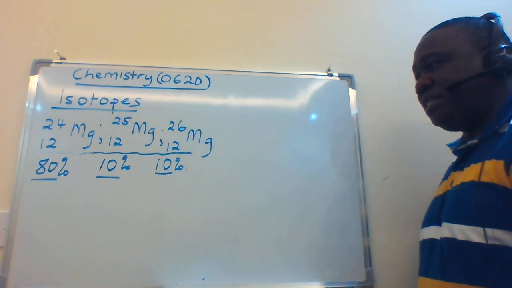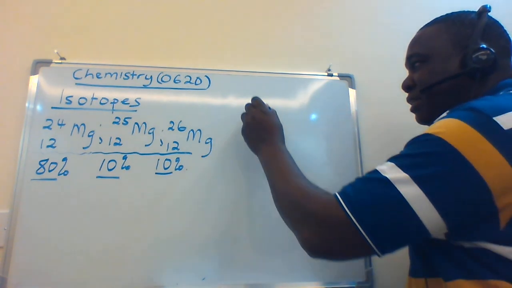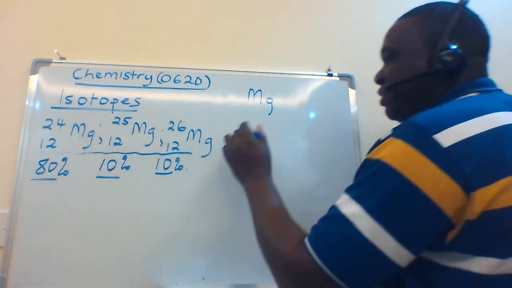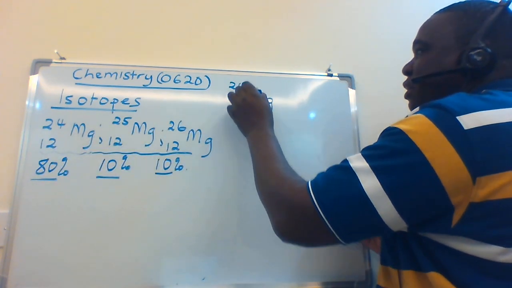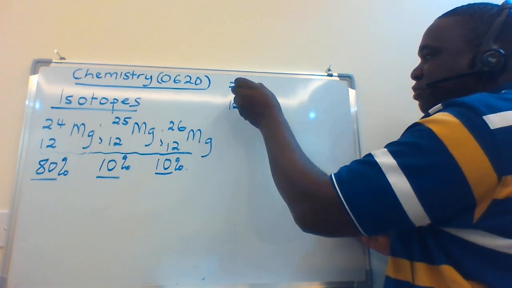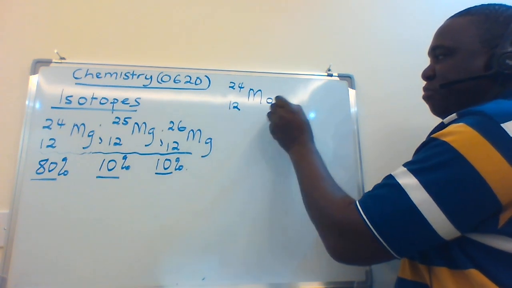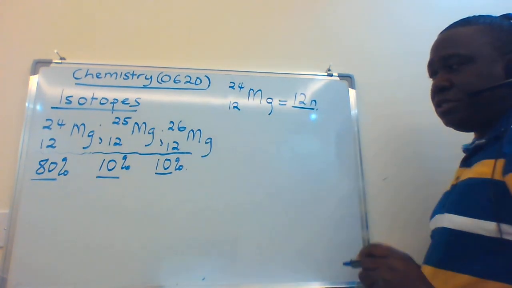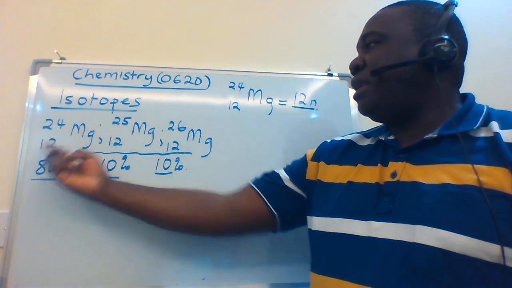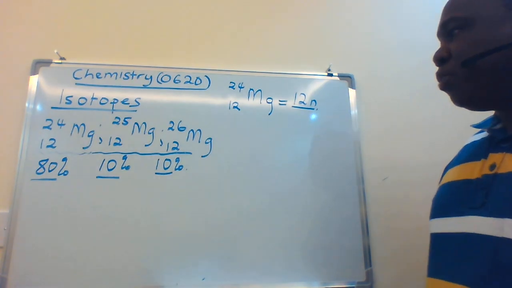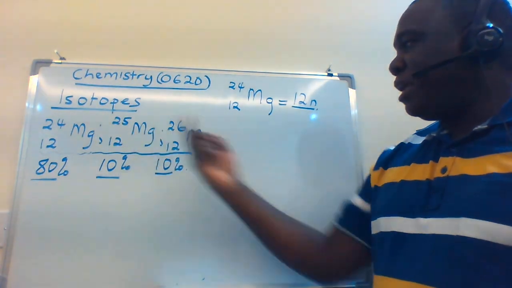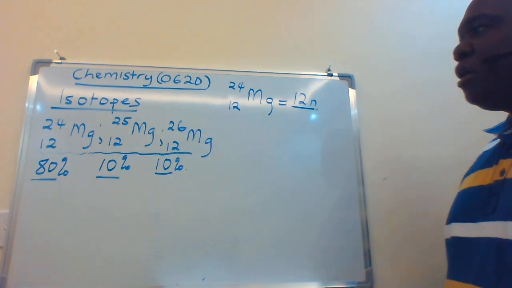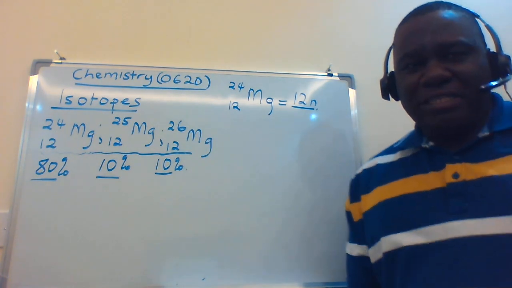And from our previous session, we saw that if I take an element, I'll just take the first one, for instance, magnesium 24 and 12, and subtract the atomic number from the mass number, I will get the number of neutrons. So in this one, I am going to have 12 neutrons. In the second one, I'll be having 13 neutrons. And in the third one, I'll be having 14 neutrons. So what does this mean, students?